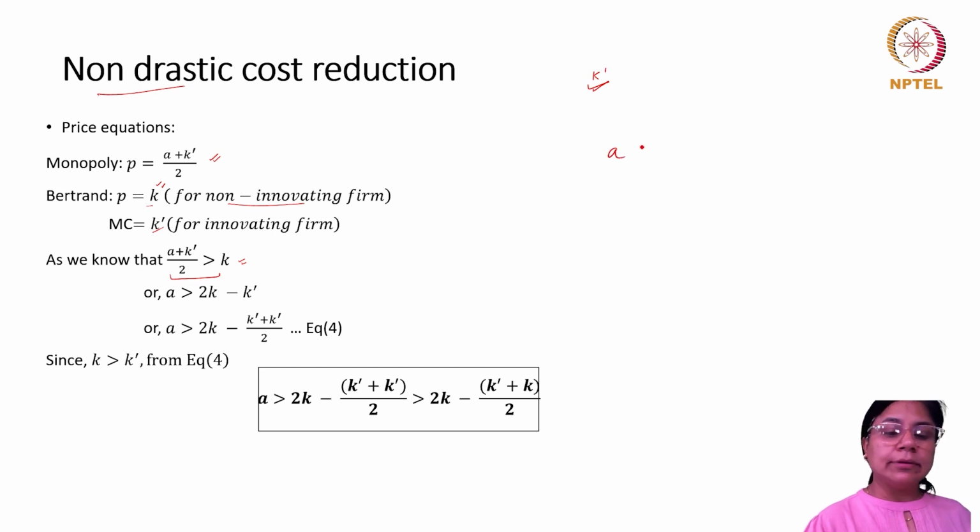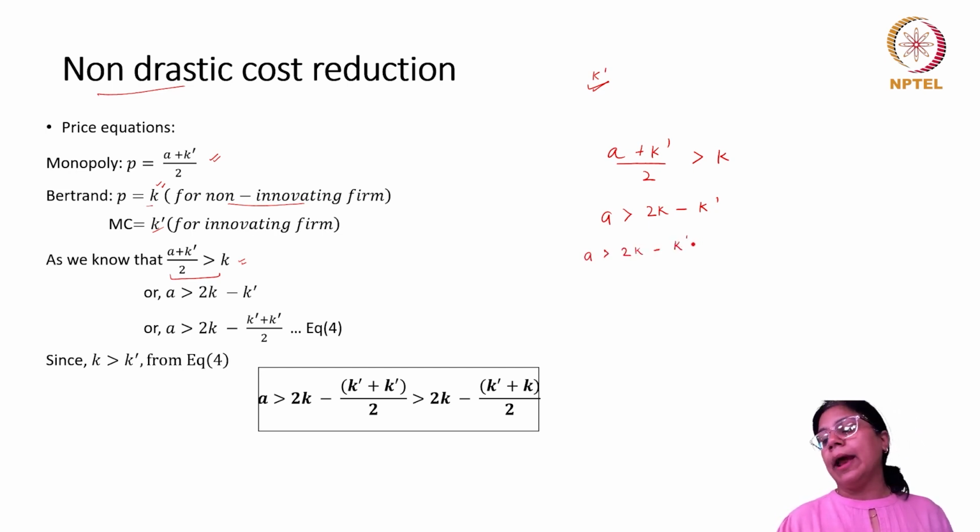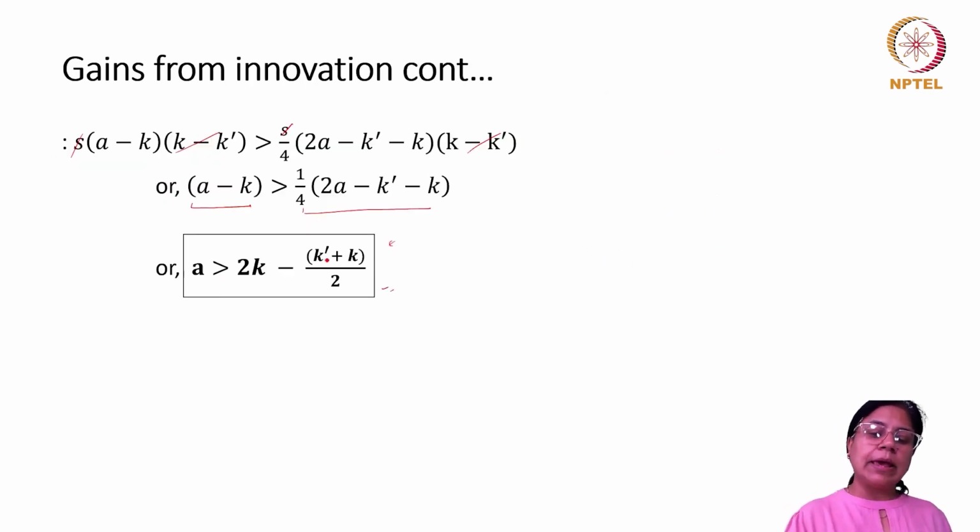Now, once we have this, that A plus K prime by 2 is going to be greater than K, clearly we can find out that A is now going to be greater than 2K minus K prime. Here what we will do, we will put it A being greater than 2K minus K prime, suppose we add K prime to it and then subtract both of them by 2. Nothing is going to change as such, just the term will remain the same. On the other hand, now if you compare the term which we had earlier, this one, yes, which was K prime plus K by 2.